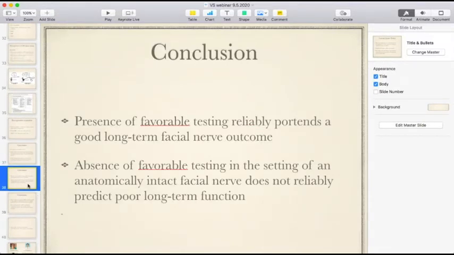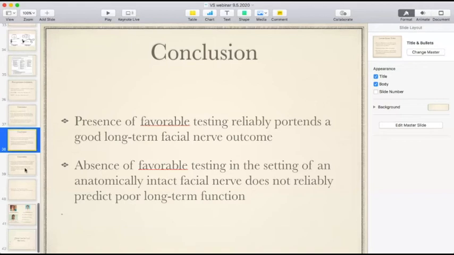The presence of favorable testing reliably portends a good long-term facial nerve outcome, but the important thing to note is that the absence of favorable testing in the setting of an anatomically intact nerve does not reliably predict poor outcomes. So suppose you have preserved the nerve anatomically, but the responses are lost, it does not mean that the patient will end up with permanent facial nerve palsy. And that's it.